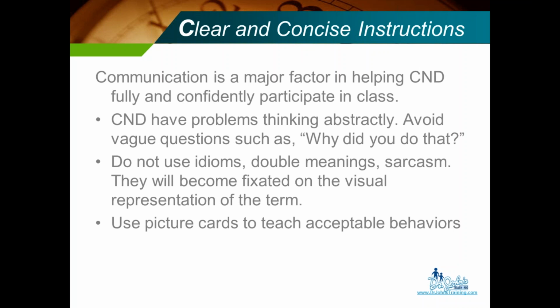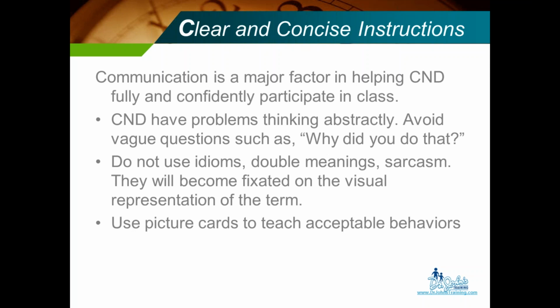Communication is a major factor in helping children with neurological disorders fully and confidently participate in class. Now, these kids can't think abstractly, and so it's really not a good idea to come up to them with an open-ended question like, why did you do that? For instance, you ask the kids to stop. We have a basketball activity, and you blow the whistle or you give them the stop signal, and they slam the ball down. And so instead of saying, why did you do that, you want to be very concise and direct in your questioning, and you want to keep it personal.